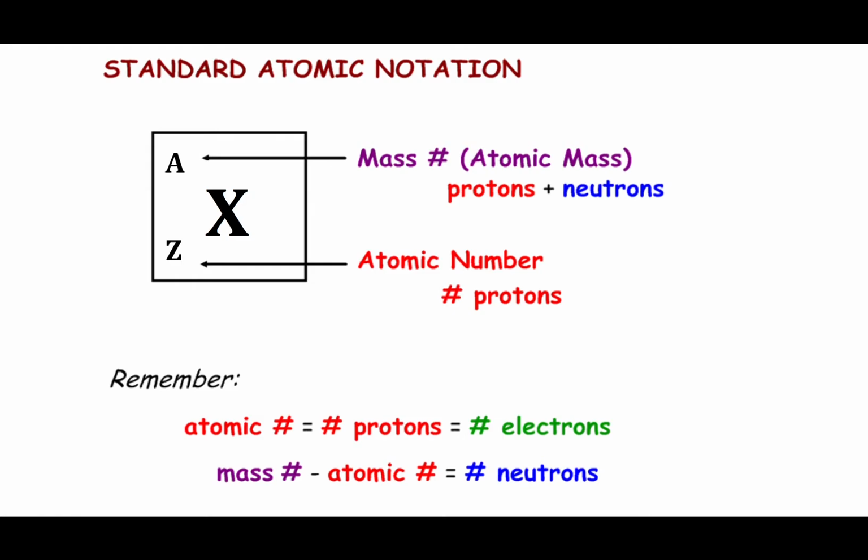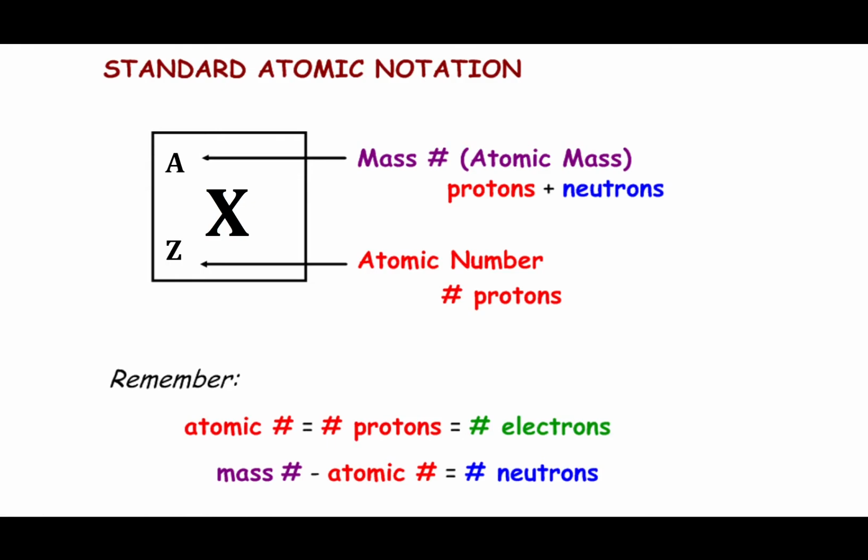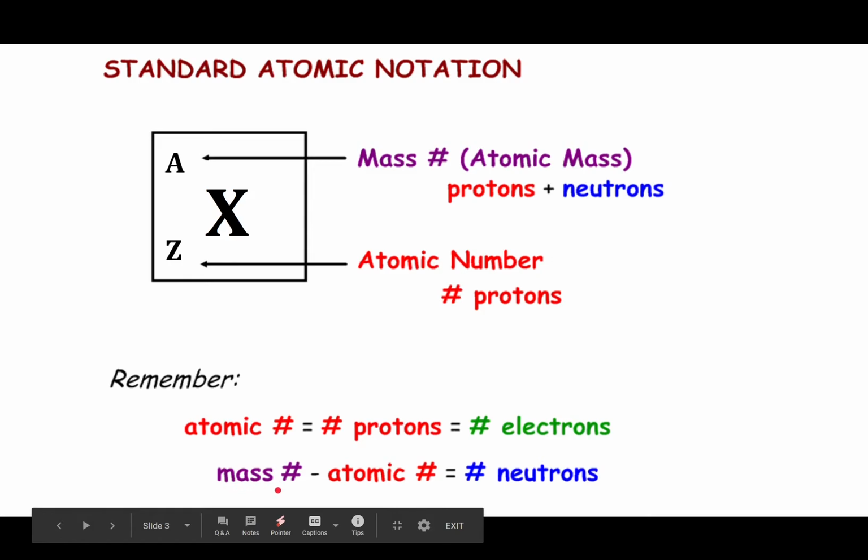So how can we use the mass number and the atomic number to help us figure out information? Well, the atomic number is the total number of protons, which means it is also the total number of electrons, because positive and negatives have to balance out to equal 0 for a neutral atom. And the mass number subtract the atomic number is equal to the total number of neutrons in the atom. So this will be important information when we're working out Bohr Rutherford diagrams.